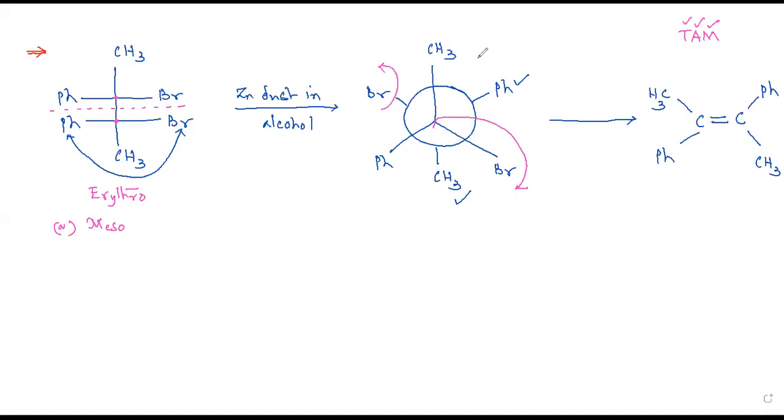Right? And remember, see, CH3 and Ph are on the same side. Yes, of course, they are on the same side. But the point is, this is your trans compound. I told you that. So a meso one on anti-elimination gives a trans compound. Interesting.